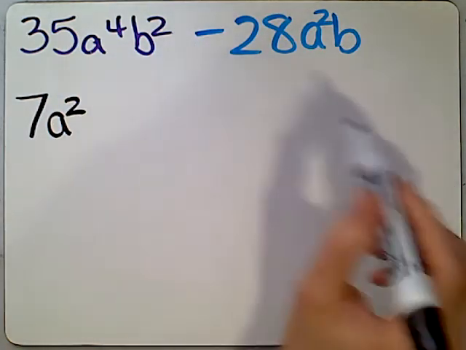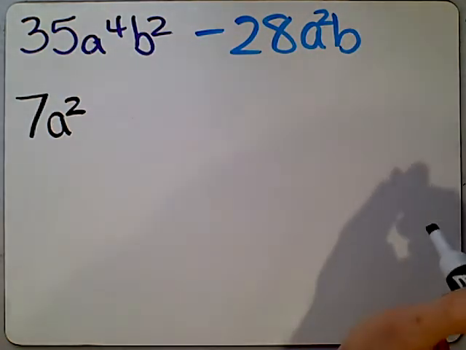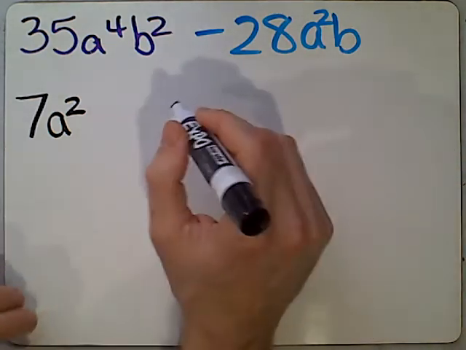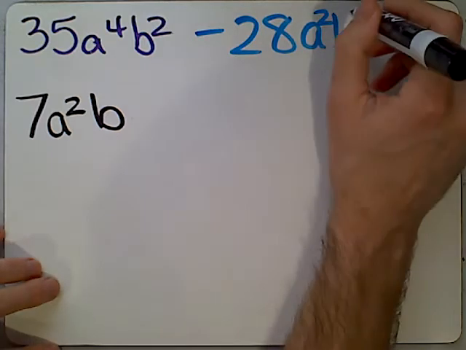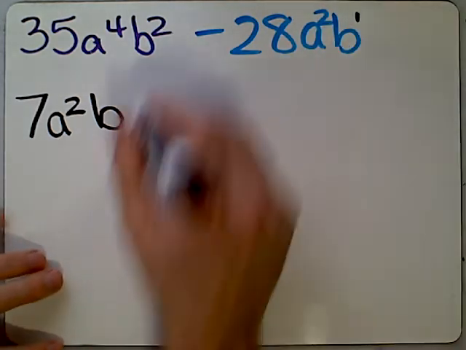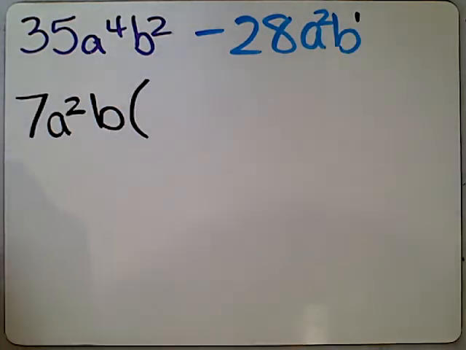We then want to look at the b squared and the b term over here, and we can determine that we can successfully take 1 b out of both. We can't take 2 because this one over here only has 1. We then want to put our parenthesis here and successfully divide that 7a squared b out of both of those terms.